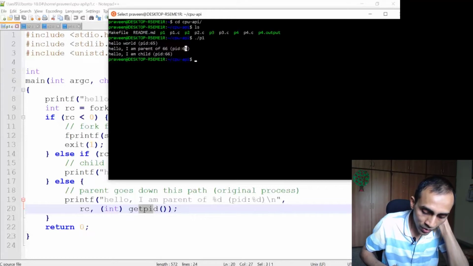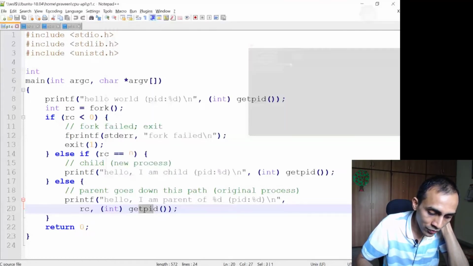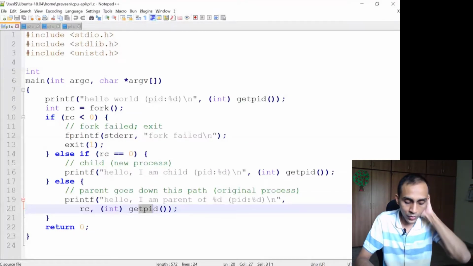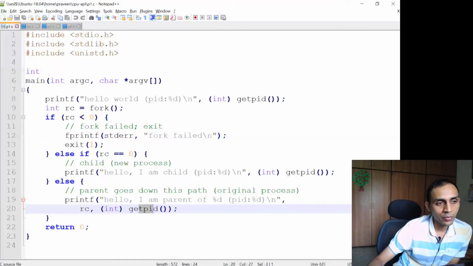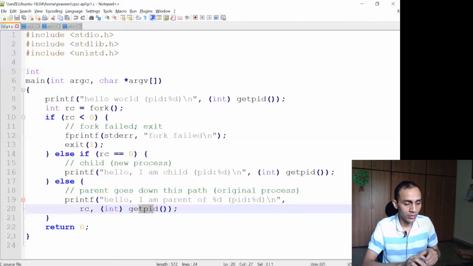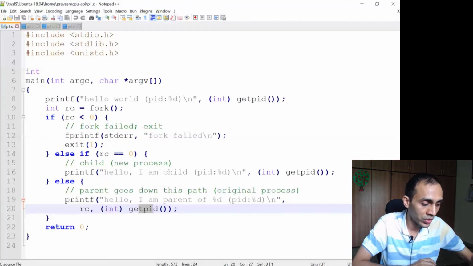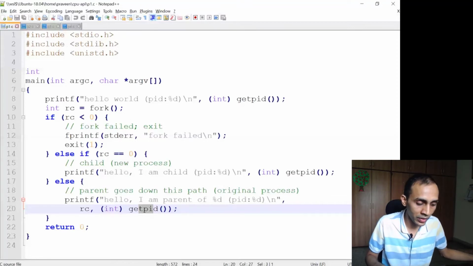And as you can see, through the return value that fork returns, we can write separate code for the parent and the child process. If we don't use the return value, then whatever code we write, both the parent and the child process are going to execute the same code. But if you want the child process to do something different than the parent process, then we have this facility to use the return value to write separate code for that using an if-else construct.